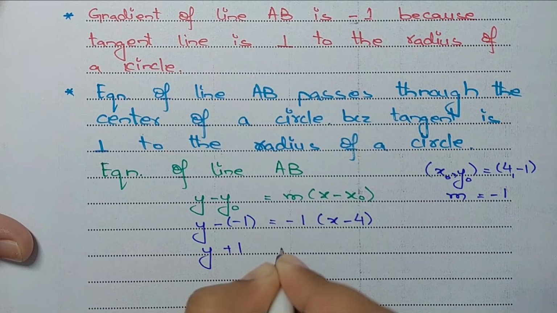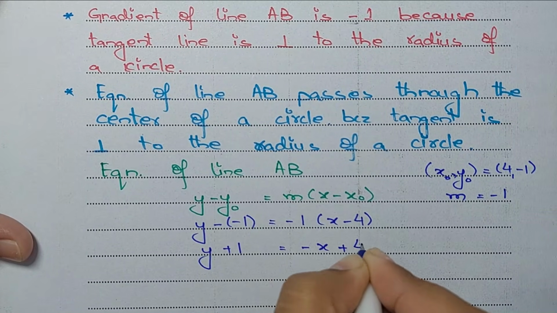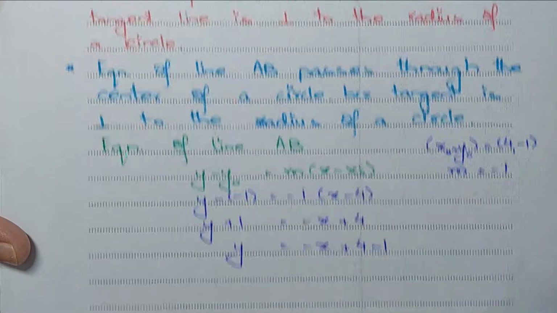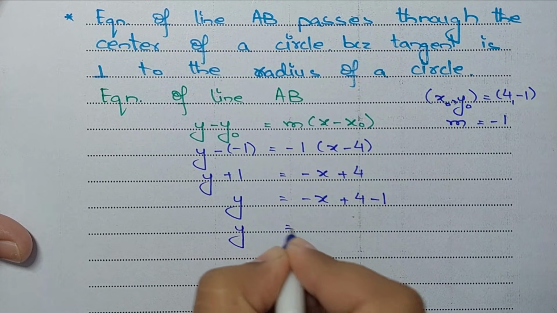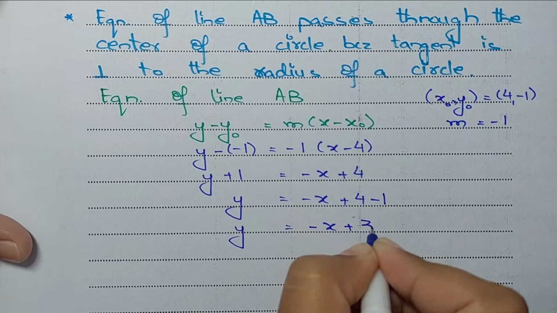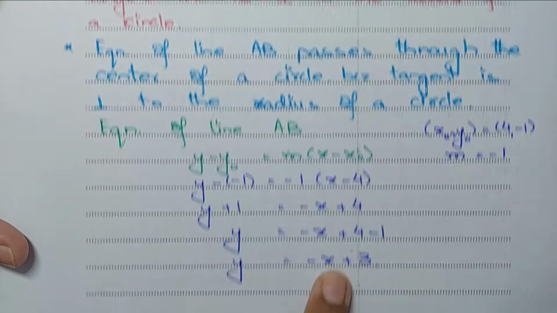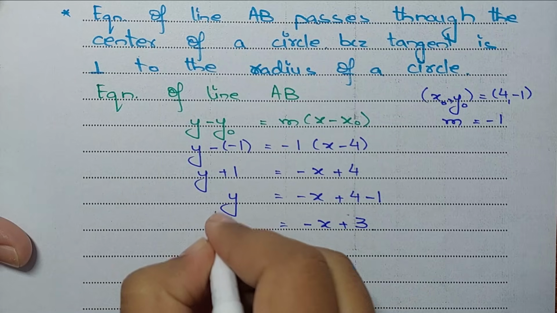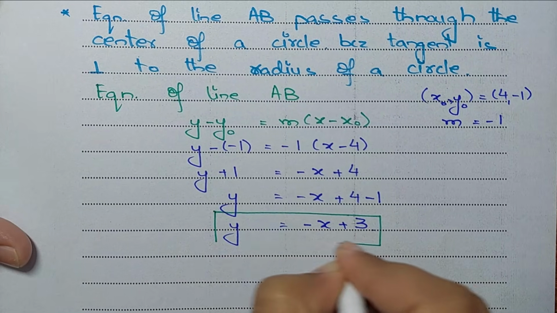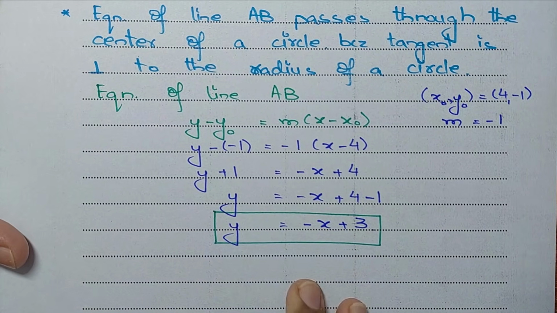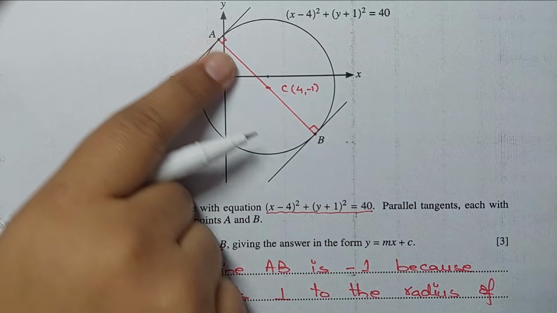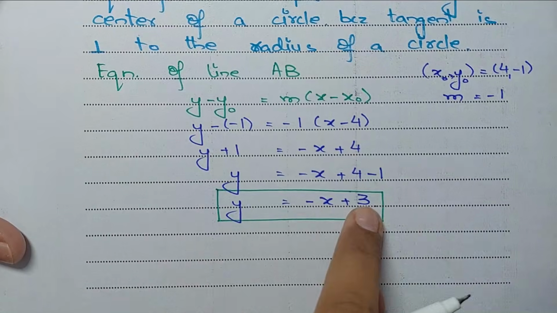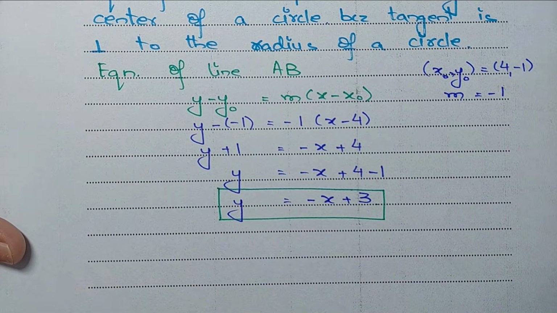y plus 1 equals minus x plus 4. y would be equal to minus x plus 4 minus 1. Shift the 1 to the other side. y would be equal to minus x plus 3. Now this is in the form of y equals mx plus c, right? That is the equation of line AB. Now you guys can see its slope is negative 1 and its y-intercept is positive 3. You can see positive 3 is the y-intercept.